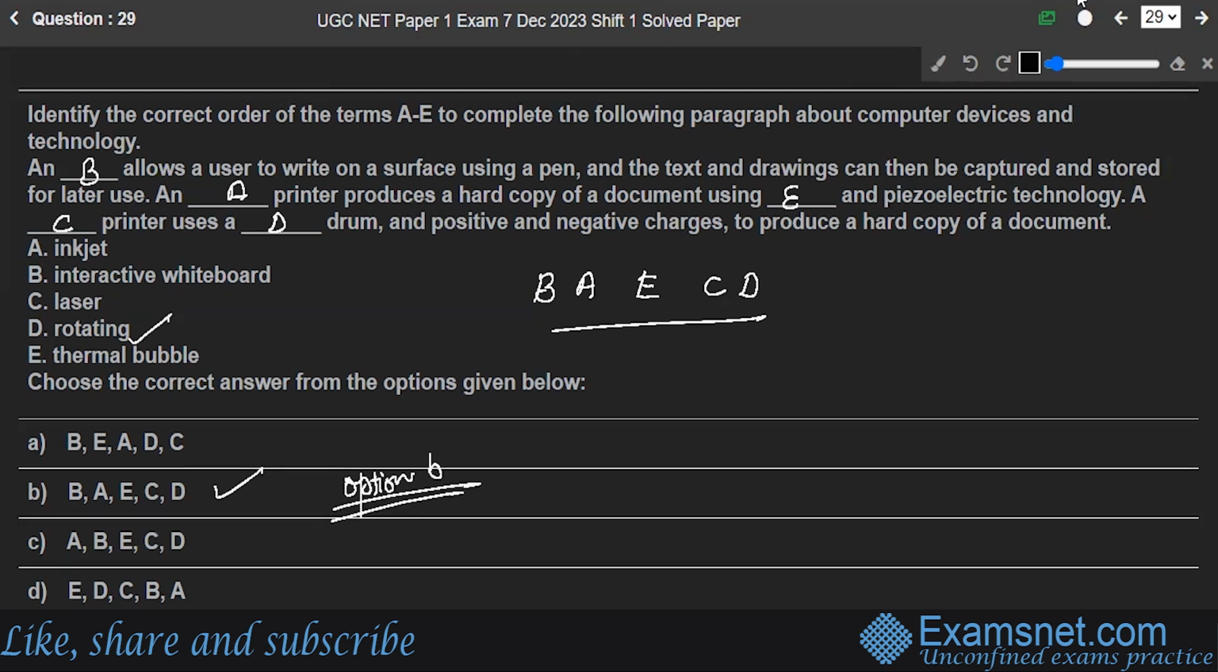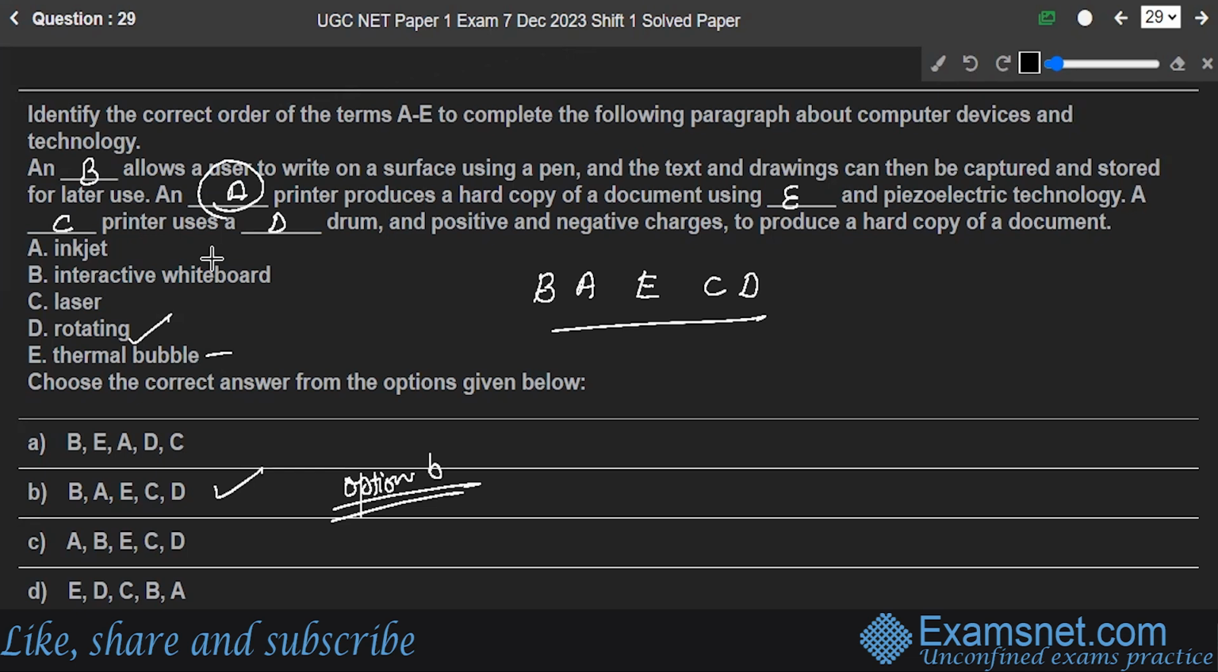Okay, if I talk in detail about all of these options, look, what is an interactive whiteboard? You know that you might have used that in a number of places for your online classes as well. And the inkjet printer. Over here, this inkjet printer, this is a type of printer which produces hard copy of the documents by spraying tiny droplets of ink onto the paper. Thermal bubble, this one, the E part. This thermal bubble technology is a method which is used in the inkjet printers to heat the ink within the print head and create bubbles that propel the ink onto the paper.